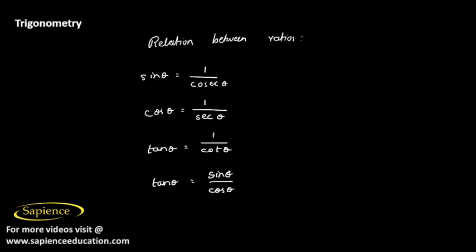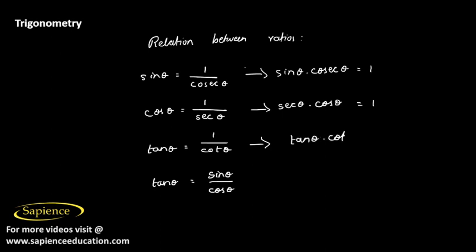So these are the relation based on the relation between the trigonometric ratios, and based on this relation we can also say that sine theta into cosecant theta is equal to 1. Secant theta into cos theta is also equal to 1. Tan theta into cot theta is also equal to 1. So these are the relation between the trigonometric ratios.